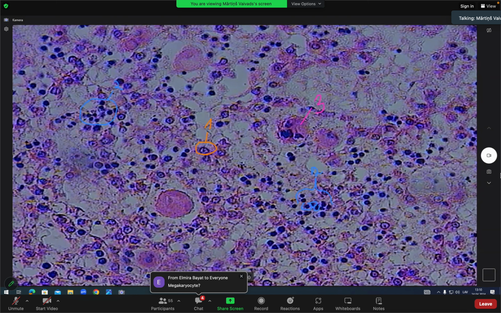Megakaryocyte, that's number 3. This big cell that I'm showing with pink color, that's a megakaryocyte. This also is a megakaryocyte. This also.